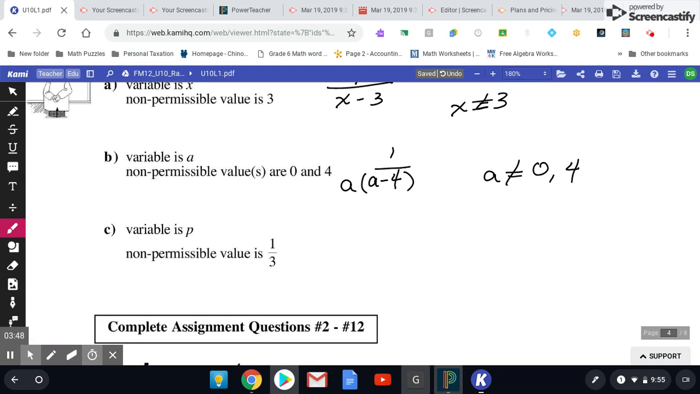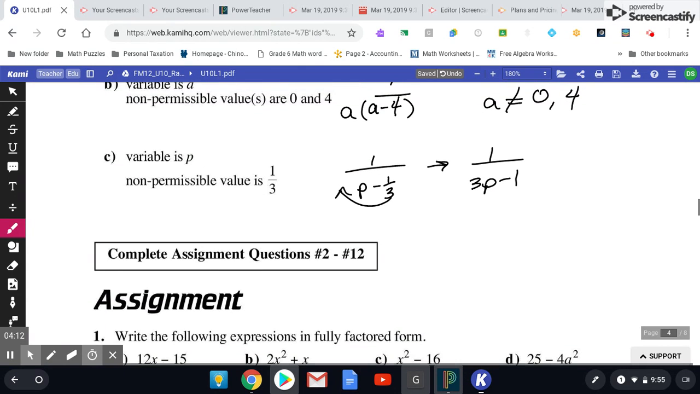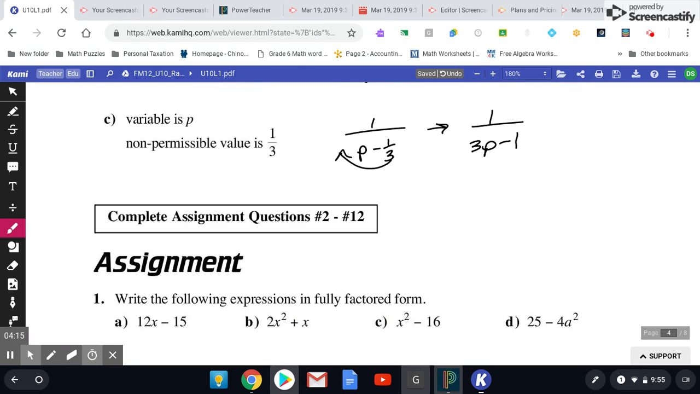And last but not least, what if the variable was a p and the non-permissible value was 1/3? Well, let's just put negative 1/3 like this, but we know how to write that differently. We can kick this 3 up to here and make it 3p minus 1. That is a rational expression in which the non-permissible value is 1/3. All right. Hopefully that made a little bit of sense. Away you go. Don't forget you're going to have to factor.